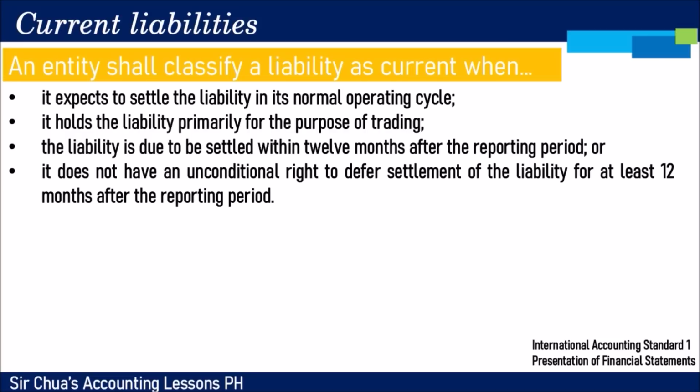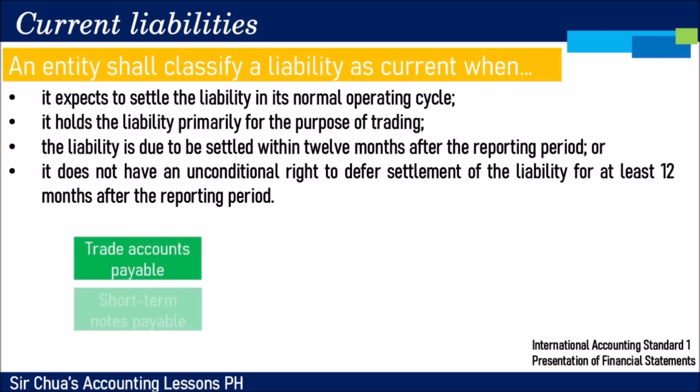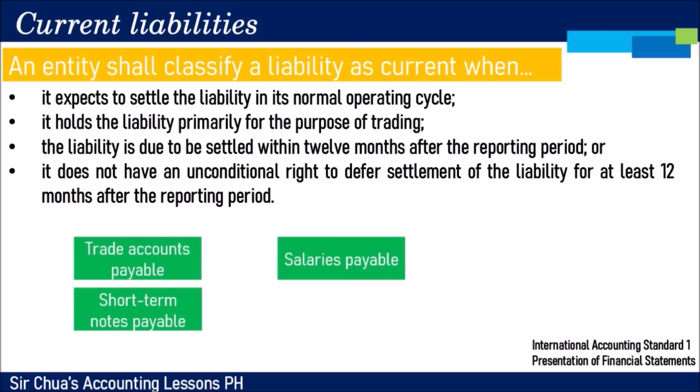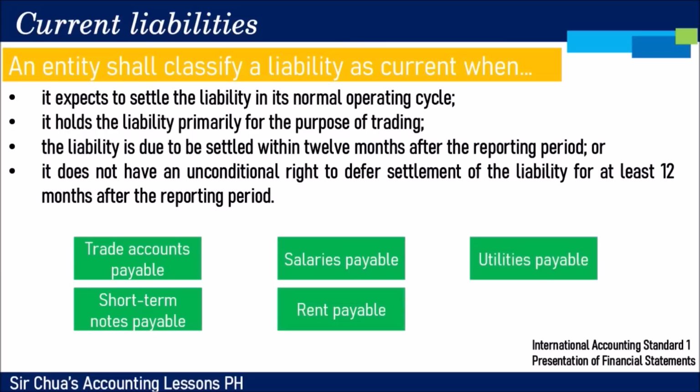Okay? But if the entity does not have the unconditional right to defer settlement, then automatically that is a current liability. Examples of current liabilities are trade accounts payable, short-term notes payable, salaries payable, rent payable, utilities payable, and syempre yung bayad natin sa tax na kailangan natin bayaran agad, which is current income tax payable. Kasi meron tayong deferred income tax payable. Pero tsaka na natin pag-usapan yung current income tax payable tsaka deferred income tax payable. Pag-aaralan nyo yan sa Intermediate Accounting Part 2. Ayan. Under International Accounting Standard 12, Income Taxes. Ayan. Okay. Pag nag-accountancy kayo, malalaman nyo lahat ng pinagsasabi ko.